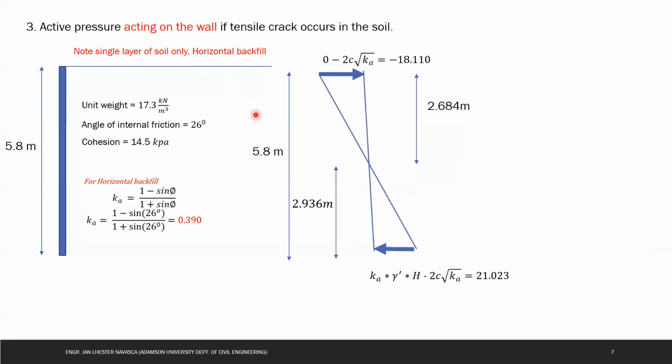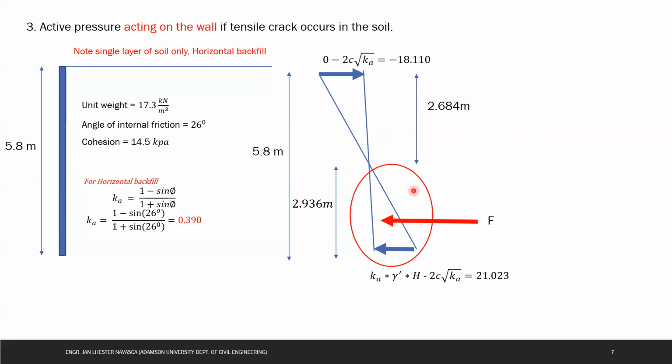Then last question, active pressure acting on the wall if there is tensile cracking in the soil. So the same as problem 2. So hanapin lang natin yung active pressure. So this will be the diagram based from number 2 question. 2.684. Therefore, this one is 2.936 meters. So this is the only active pressure acting on the wall, this one.